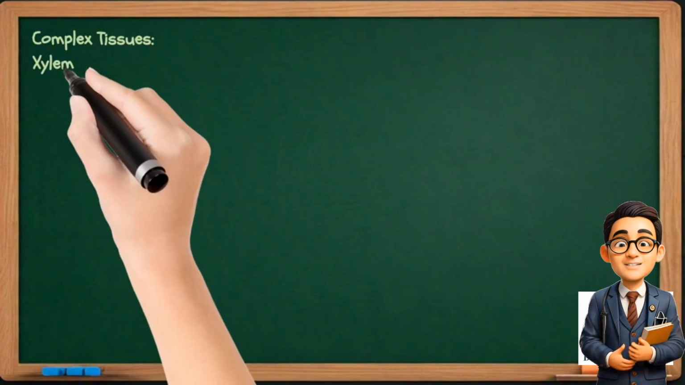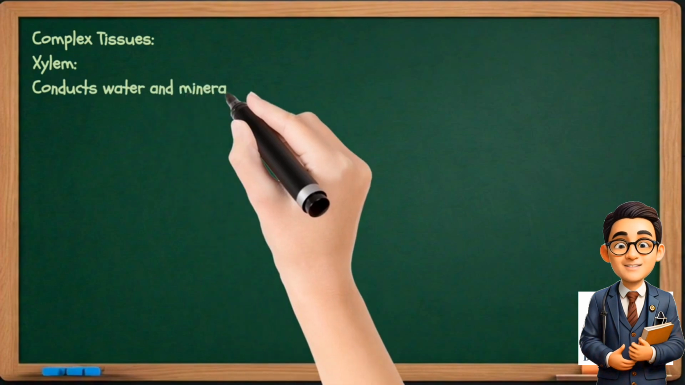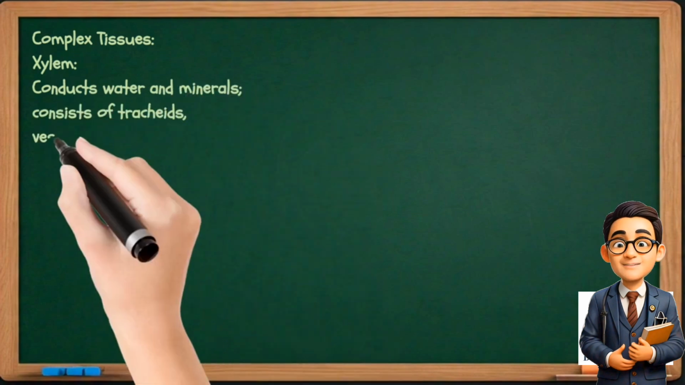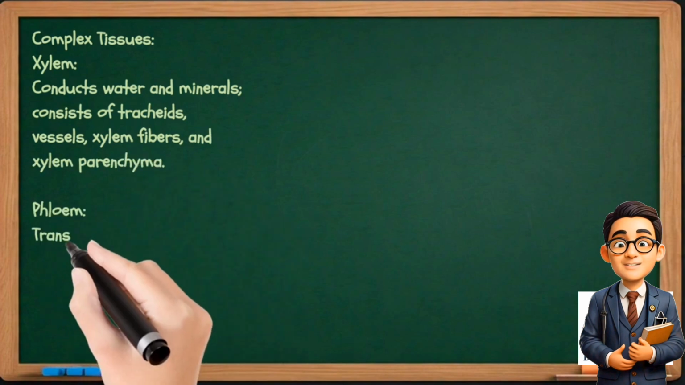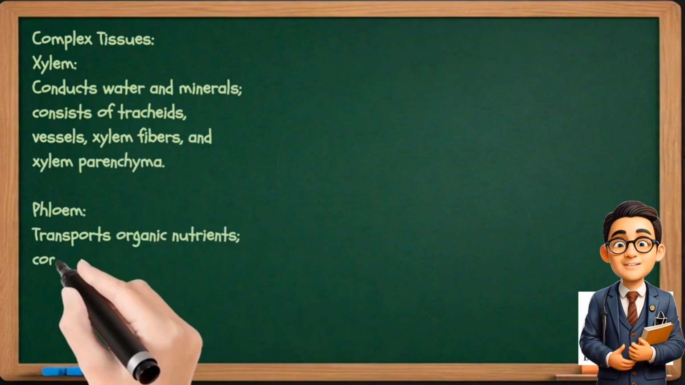Complex tissues. Xylem conducts water and minerals, consists of tracheids, vessels, xylem fibers, and xylem parenchyma. Phloem transports organic nutrients, composed of sieve tubes, companion cells, phloem fibers, and phloem parenchyma.